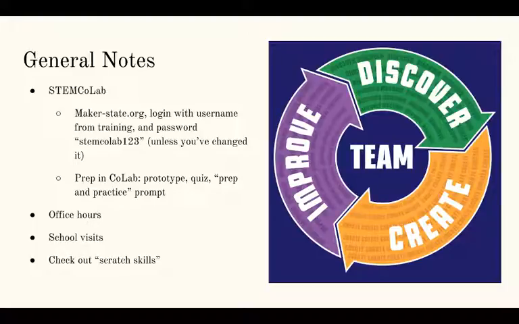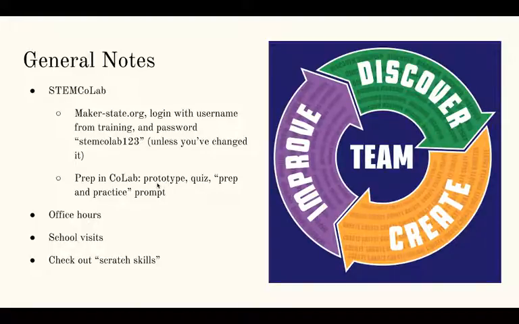To get into STEM Collab, you go to maker-state.org. You log in with the username that you created during training and the password STEMCollab123, all lowercase, one word. That is, unless you've changed your password. Once you log in, you can change it to whatever you want, and then that will be your password. Any issues about forgotten usernames or passwords not working, please reach out and we'll fix that right away.